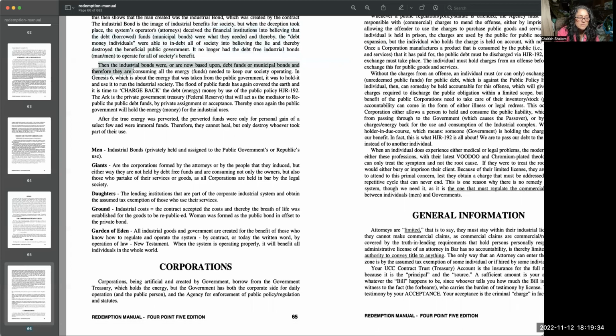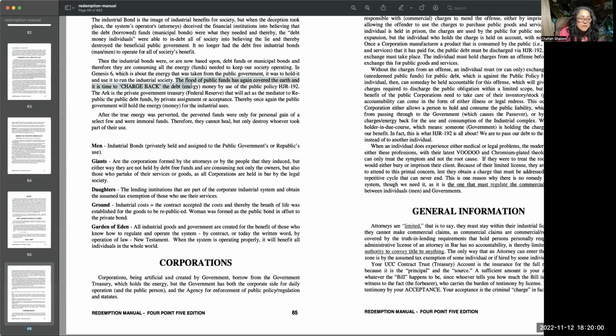Then the industrial bonds were, or are now, based upon debt funds or municipal bonds, and therefore they are consuming all the energy funds needed to keep our society operating. In Genesis 6, which is about the energy that was taken from the public government, it was to hold it and use it to run the industrial society. The flood of public funds has again covered the earth.